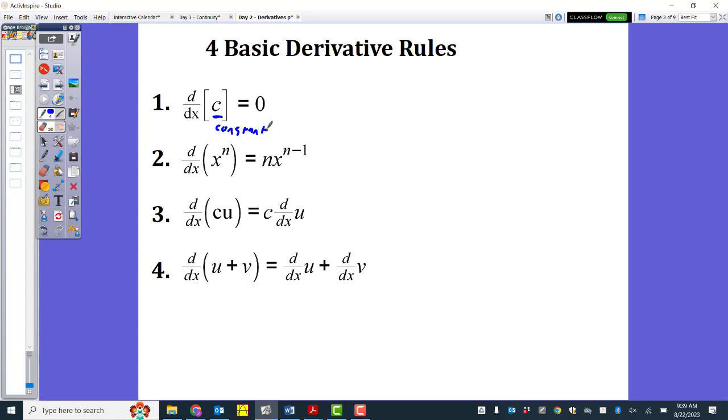That should make sense. A constant is the representation of a horizontal line. The slope of a horizontal line is 0. All right, and remember, derivative is just the slope at a point.